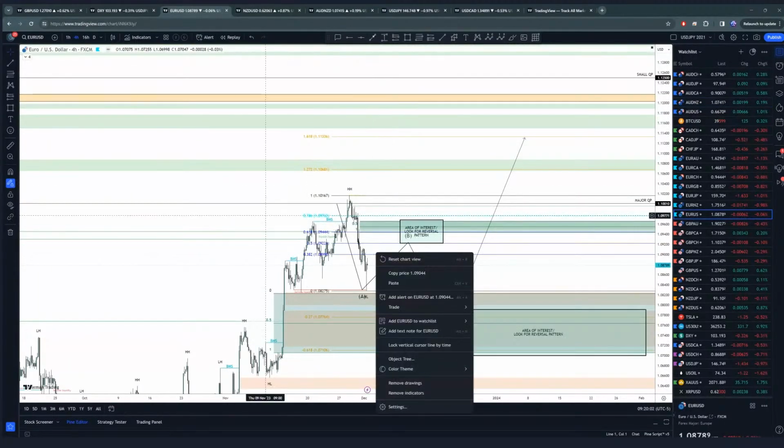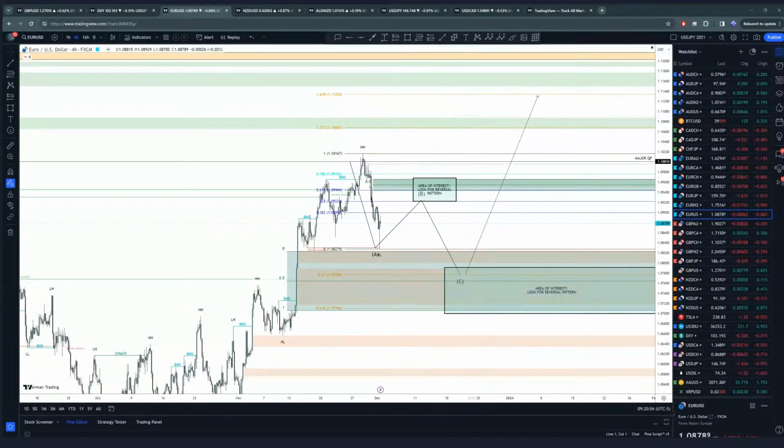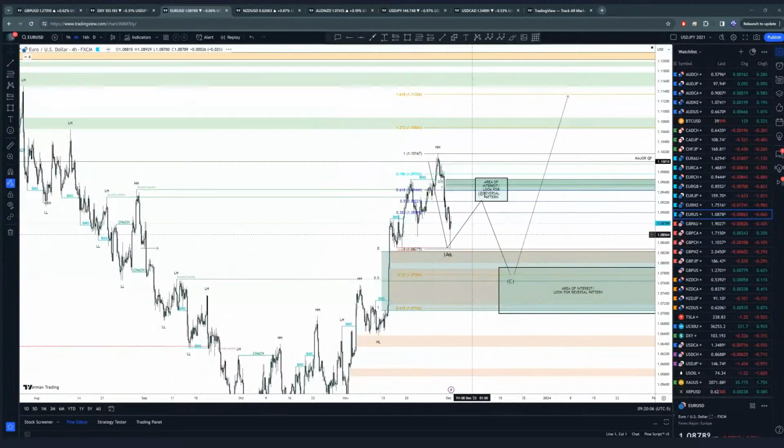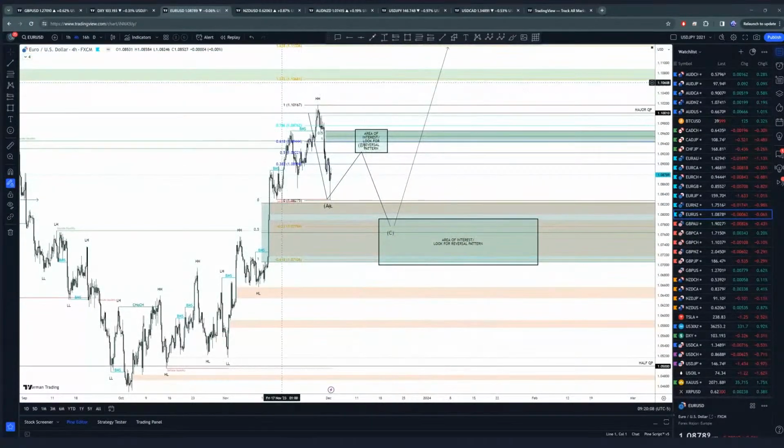Euro USD. So on Euro USD, I'm looking for more upside. Right now, I'm just looking for a correction towards the downside. So the main things I'm focusing on this week are going to be Euro USD, USD CAD and the DXY. Just kind of watching that.